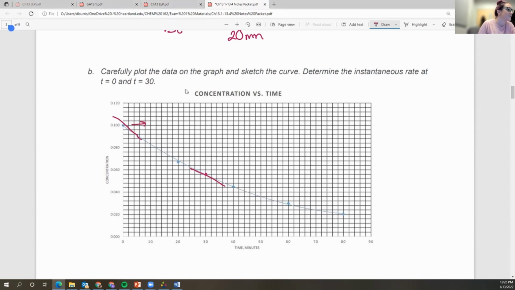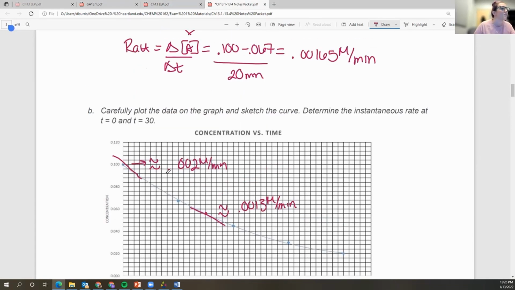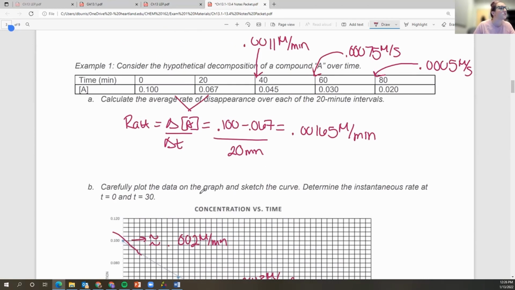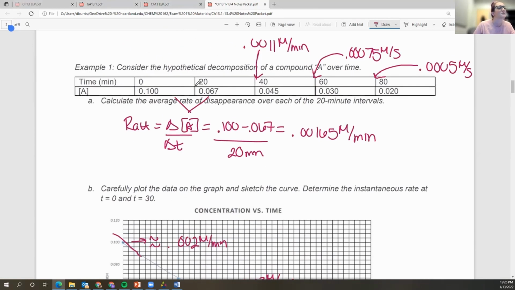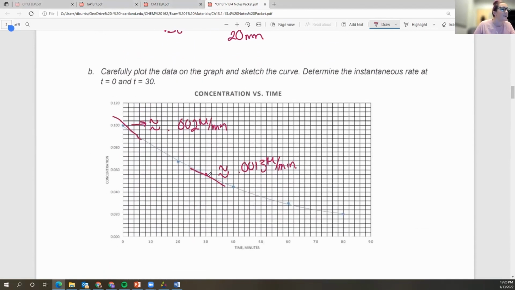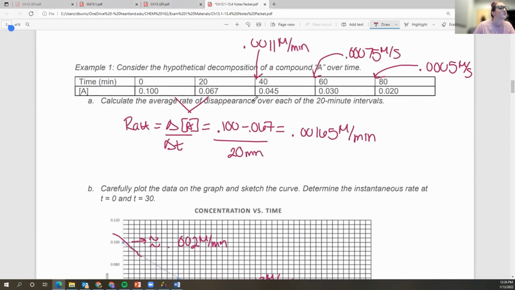And if you kind of guesstimate what that's looking at, I got about 0.002 molarity per minute here. And here I got about 0.0013 molarity per minute. And you can actually look at your numbers at the top and see if that falls into place. So if my instantaneous rate was 0.002 molarity per minute, well, that makes sense because the rate that I got over this time was 0.00165, so a little bit slower. And at 30 seconds, I got 0.0013 molarity per minute. Let's see, 30 seconds would be somewhere between 20 and 40. There I had 0.0011, so that would make sense.